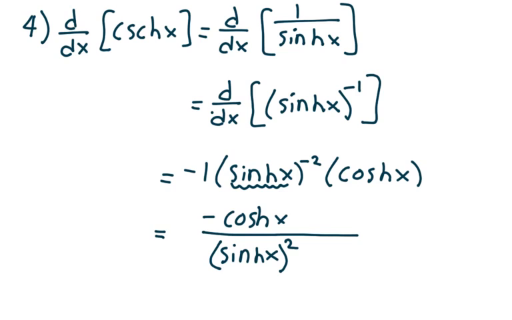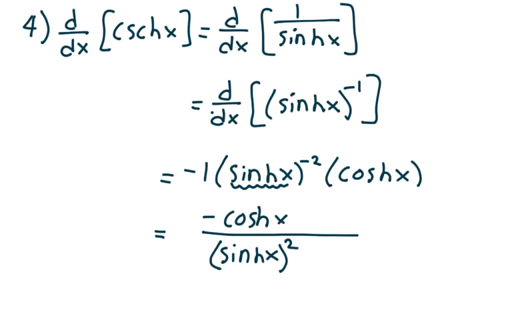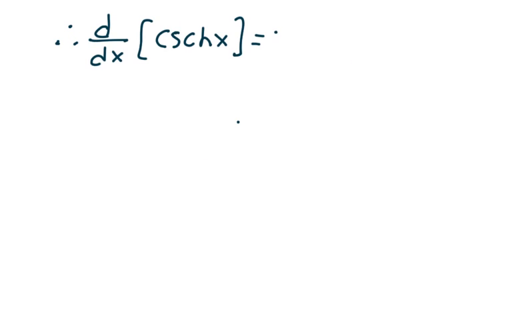And so when I go to simplify this, we can say, therefore, the derivative with respect to x of hyperbolic cosecant x is the same as, so if I take hyperbolic cosine x over hyperbolic sine x, I get hyperbolic cotangent x. So this is negative hyperbolic cotangent x times hyperbolic cosecant x.